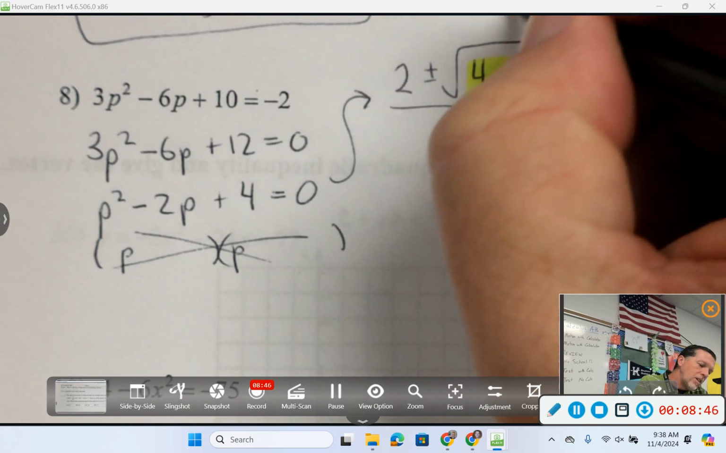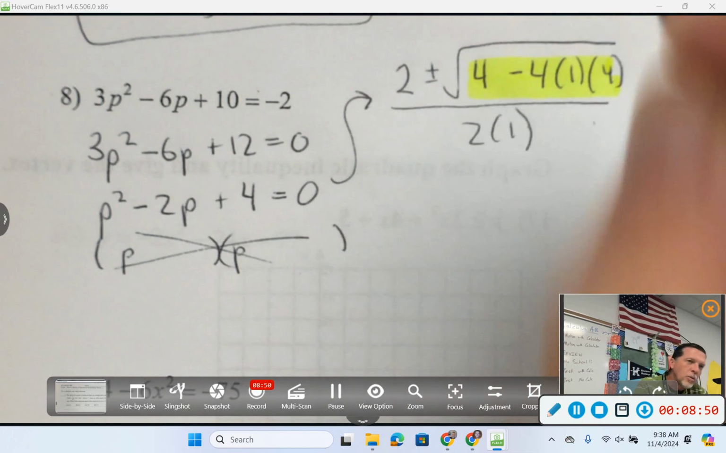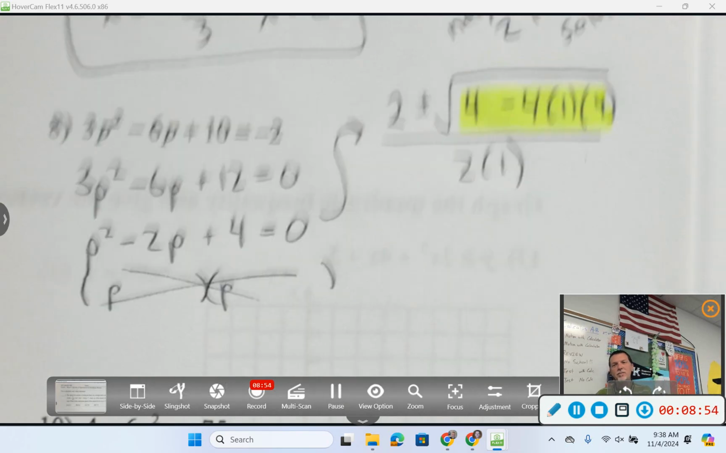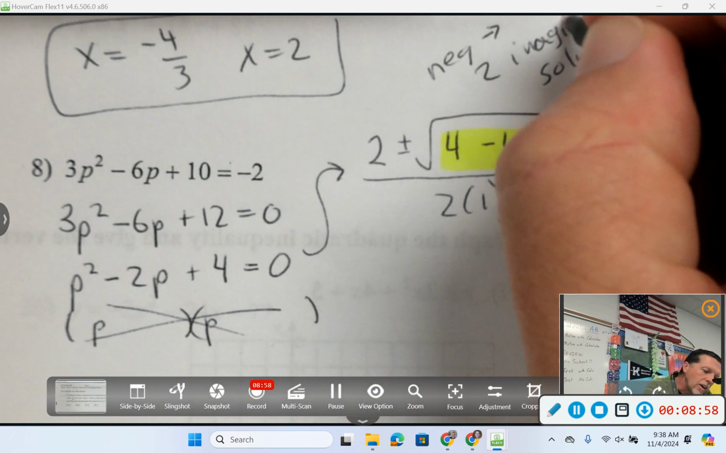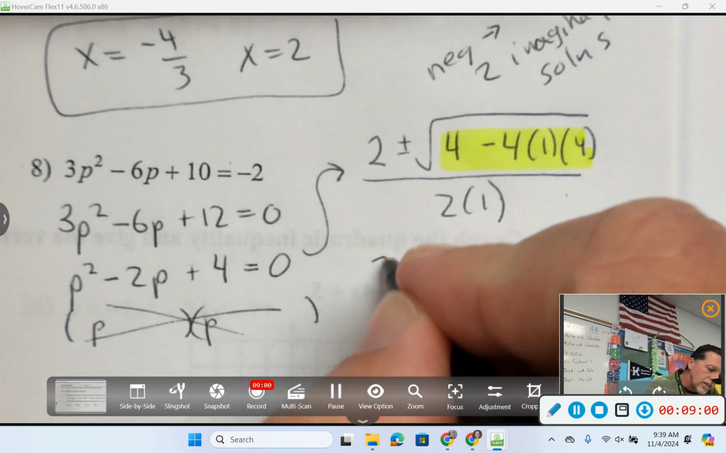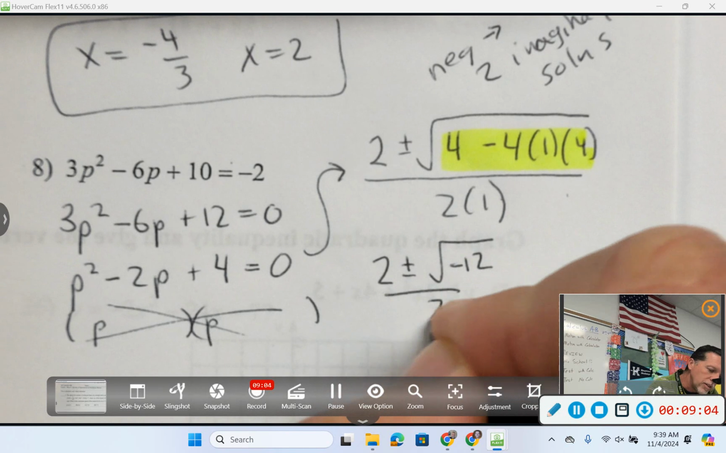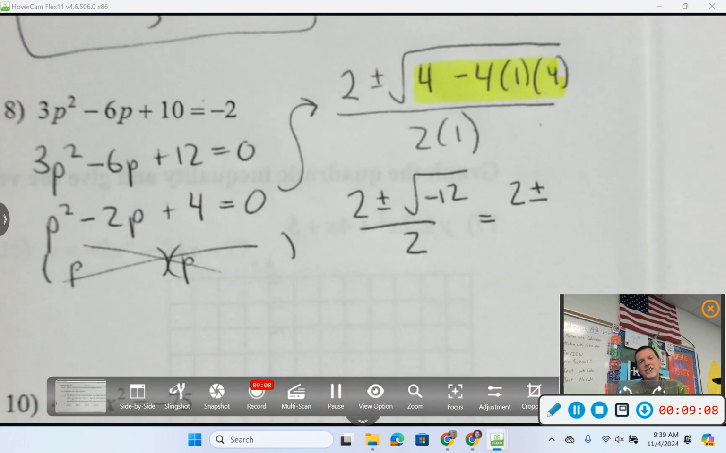Good. 2 imaginary solutions. That does not mean I just quit the problem and say, it's imaginary, sorry, I'm done. I mean, there are 2 imaginary solutions, but we need to still find what they are. 2 plus or minus square root negative 12 over 2. All right, negative 12. The negative comes out as an i.